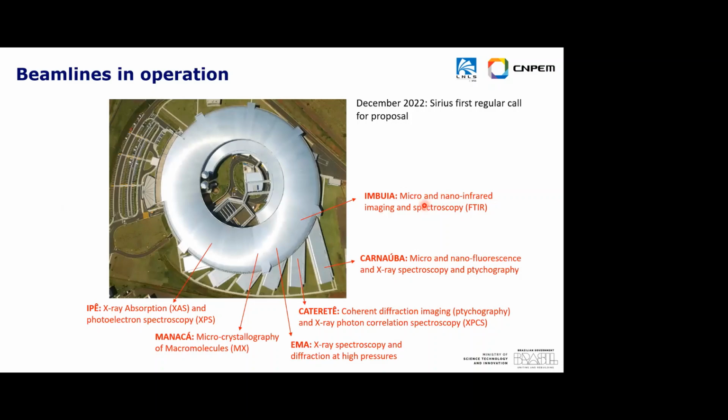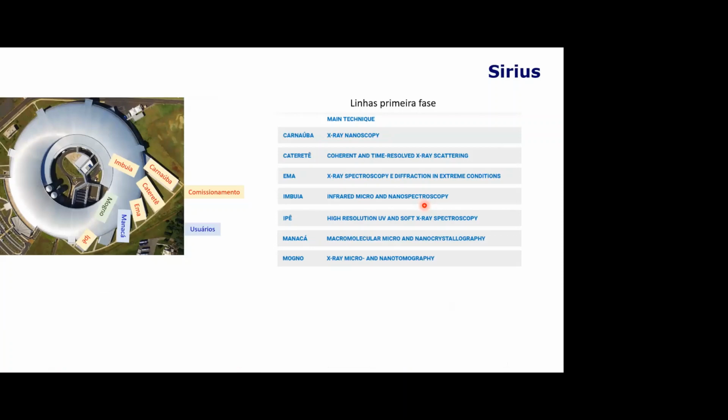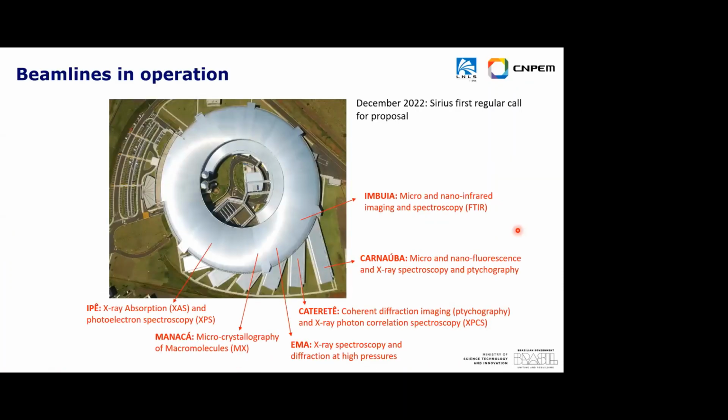Well, to close this presentation, I would like to do an update about the beamlines that are open for projects at Sirius. So we are located here, Caterete, the second longest beamline. It's open for projects. Carnaúba, that is dedicated to nanoimaging and fluorescence, is open as well. Imbuia is the infrared beamline. EMA is the beamline dedicated to extreme conditions experiments, high pressure, temperature, performing diffraction and absorption. The Manacá is dedicated to protein crystallography, and also IPê performs XPS, and they're also commissioning rigs.